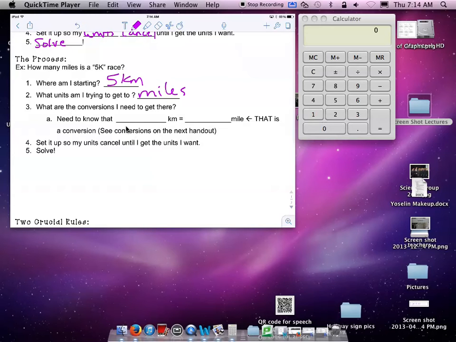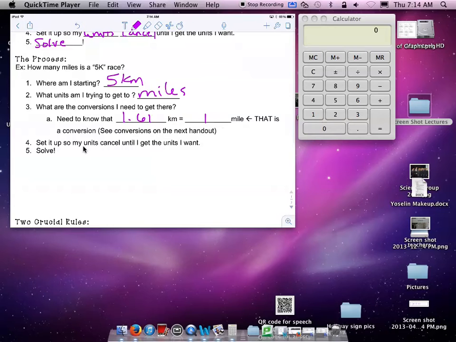You don't have to have it memorized. So it turns out that 1.61 kilometers equals 1 mile. These two things are equal to each other, just the way that 1 hour equals 60 minutes. It doesn't matter which one you put first, as long as the 1.61 always goes with kilometers and the 1 always goes with miles. So that's going to be our conversion.